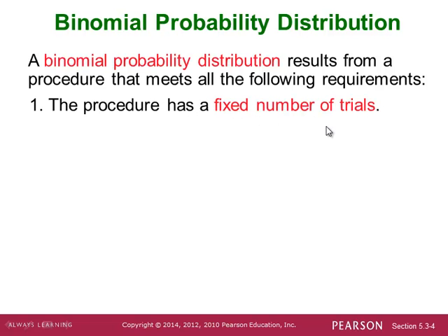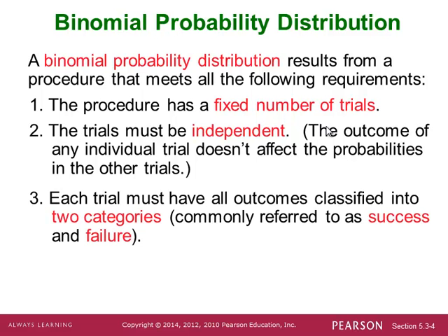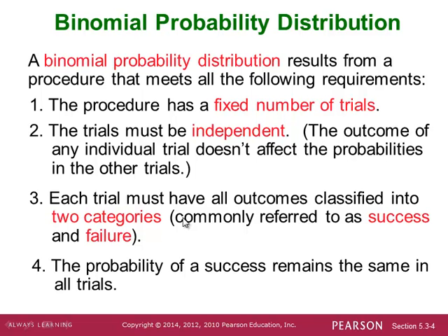Okay. So in order for us to be using the binomial probability distribution, we need the following requirements. First of all, we have a fixed number of trials. It's not elastic. We know exactly how many trials were done. Each trial must be independent of each other. Think coin flips, right? Each coin flip is independent of any other coin flip. And each trial must have all outcomes classified into either a success or a failure, one of two categories. The probability of success remains constant. That goes along with the independence.